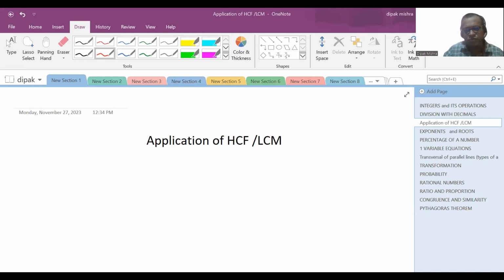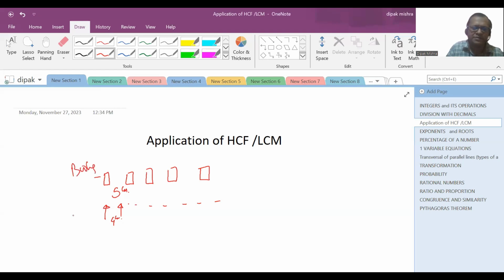you have some books with you, and those books are placed at intervals of say 5 centimeters, and some pencils also are arranged at say 4 centimeters. So something like this continues. These are books and these are pencils, right? Now, the first book and the first pencil coincide with each other.